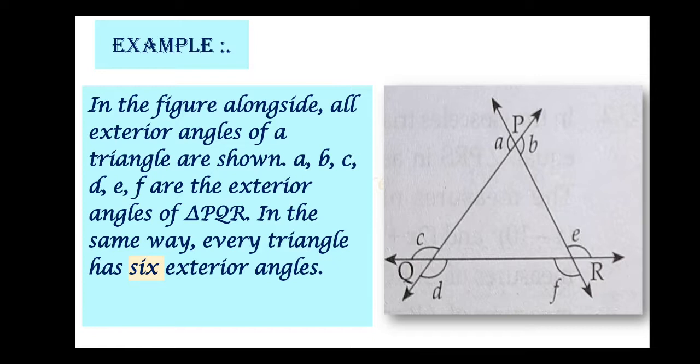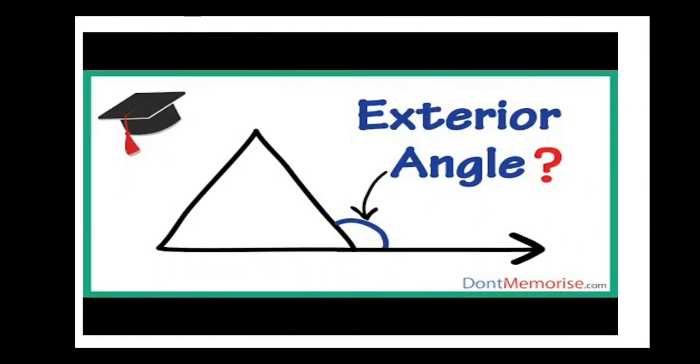In the figure alongside, all exterior angles of triangle are shown. A, B, C, D, E, F are the exterior angles of triangle PQR. In the same way, every triangle has 6 exterior angles. Now let's understand it more by seeing a video.